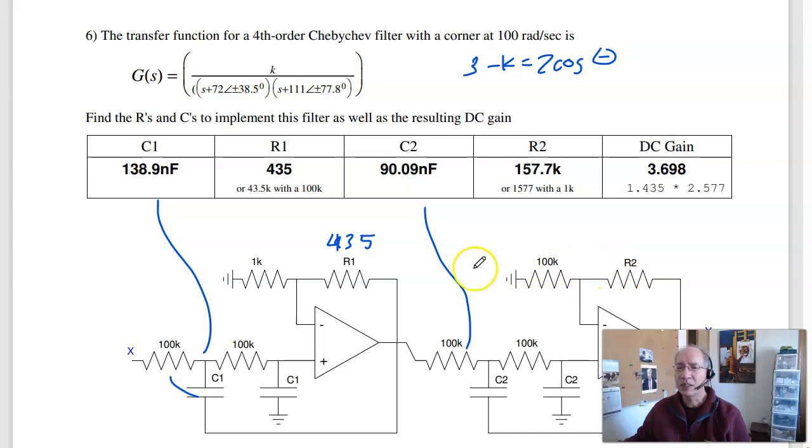The total DC gain is the gain of the first stage, 1.43, times the gain of the second stage, 2.57, which is 3.68, 3.69. So that's quiz number 3 for ECE 321.